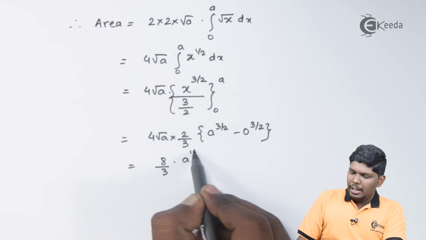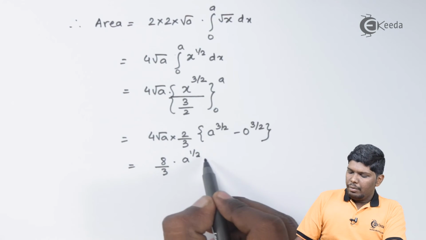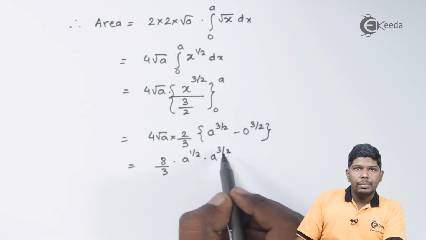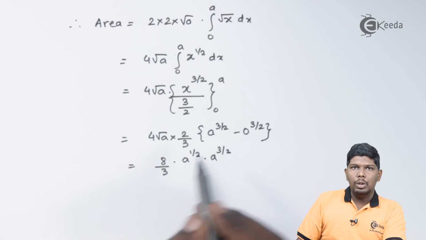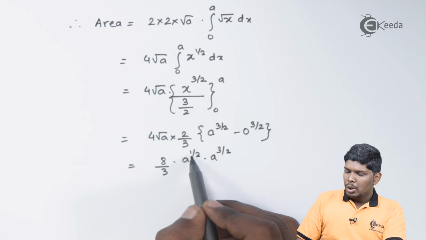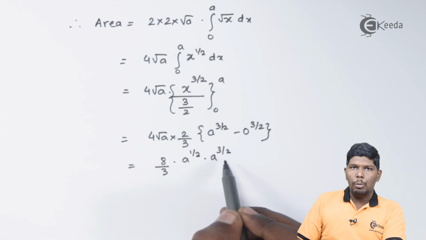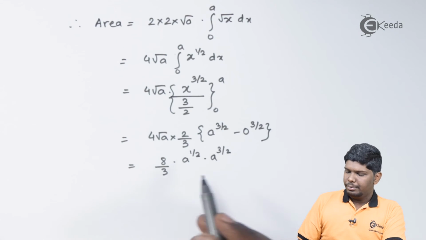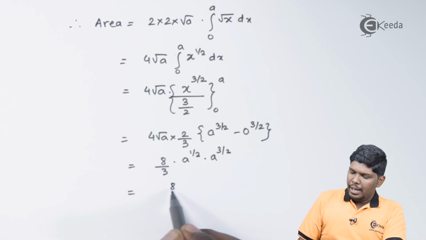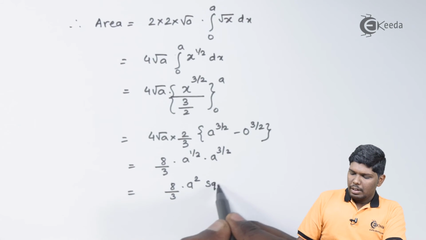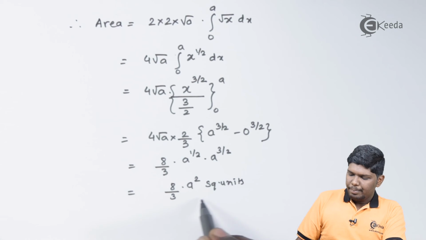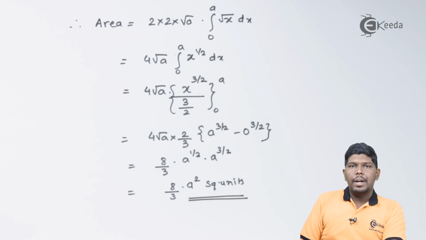Root a can be written as a raised to half. Here we have a raised to 3 by 2. Now a raised to half into a raised to 3 by 2. The power will be added using the law of indices. So half plus 3 by 2 will give you 4 by 2. That will give you 2. So we have 8 upon 3 into a square square units. This is our final answer.